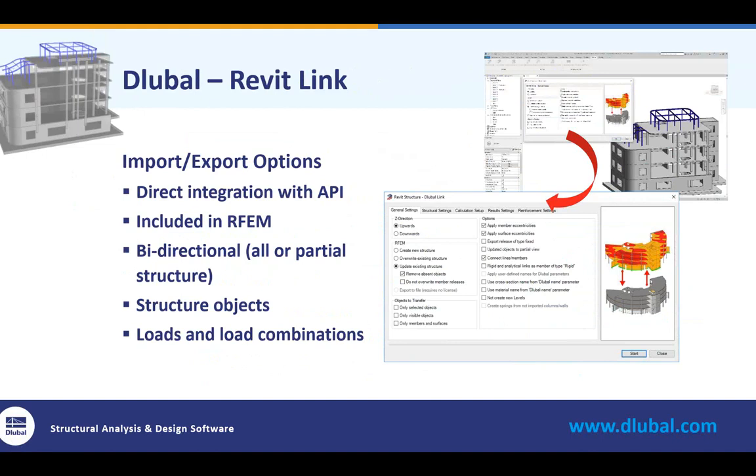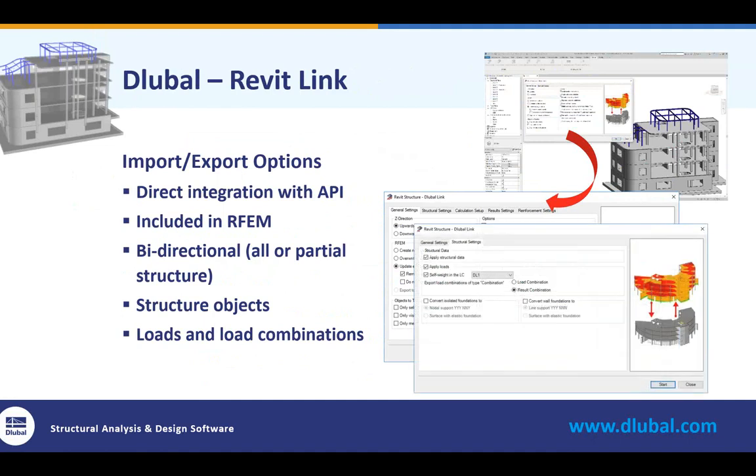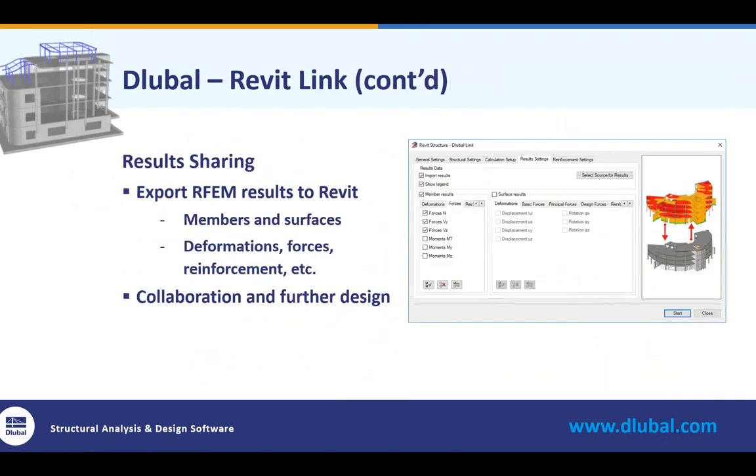You can transfer the structure objects. So we can see here from our dialog box to import export in Revit directly the ability to turn on or off these objects. We also have the ability for the transfer of loads and load combinations. So in our next tab, the structural settings, again, you see the ability to turn on and off those load cases, load combinations, result combination options. And lastly, with regards to result sharing, we have the ability to export the RFEM results to Revit. This includes both members and surfaces.